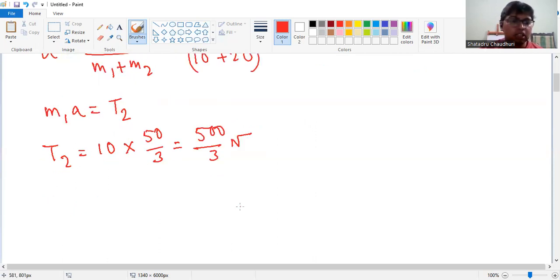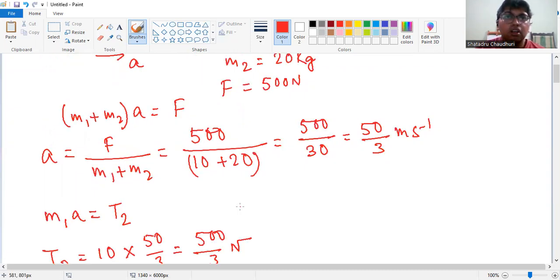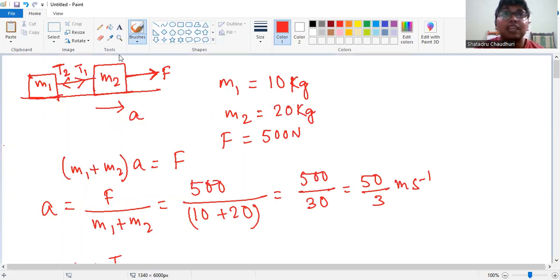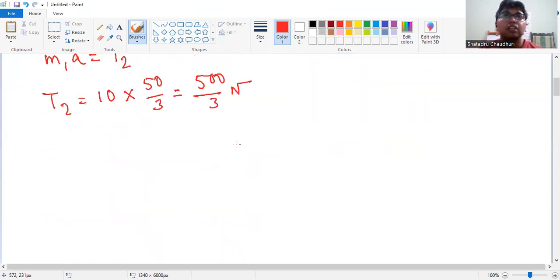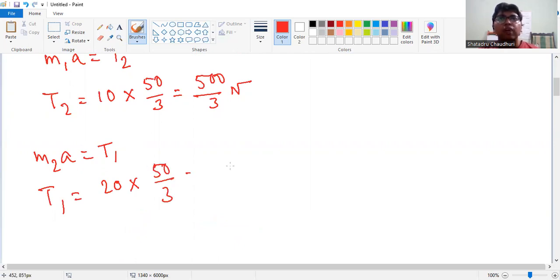And if I talk about the tension T1 which is acting on M2, then M2 into A equals T1. So T1 will be M2, that is 20 kg, into 50/3. So my God, it is getting huge, it is 1000/3 Newton.